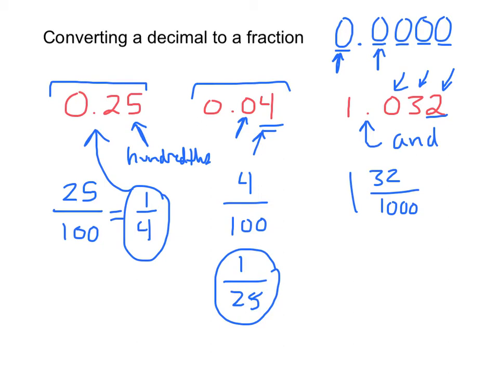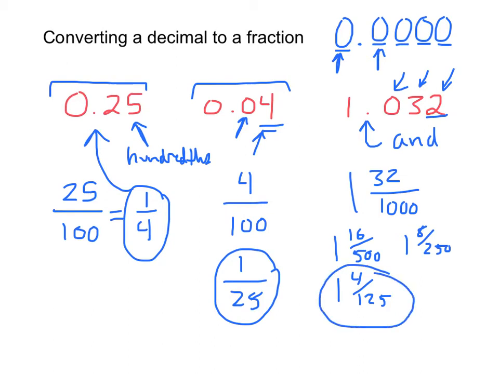And 32 1,000ths can be reduced because I see they're both divisible by 2. So 1 and 16 500ths. I can keep going though because 16 and 500 are both again divisible by 2. 1 and 8 over 250. I'm just dividing by 2 until I get to lowest terms. I can divide by 2 again. 1 and 4 over 125. And unless 125 is divisible by 4 or 2, I think I'm done. And 125 is not divisible by 2, so that's my answer in lowest terms.